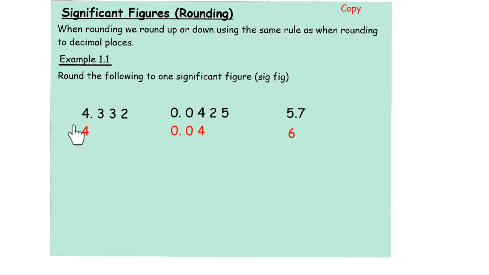So 1, we always start counting from the beginning of the number. The first significant figure is the 4, so it has to get cut off here after the 4. After the 4, the next digit's a 3, which means that the 4 will just stay the same. So that's why the answer is 4.